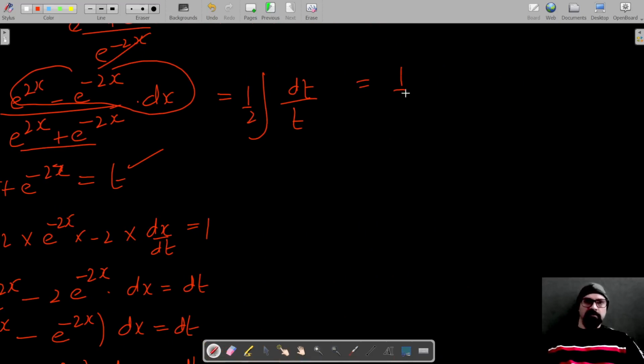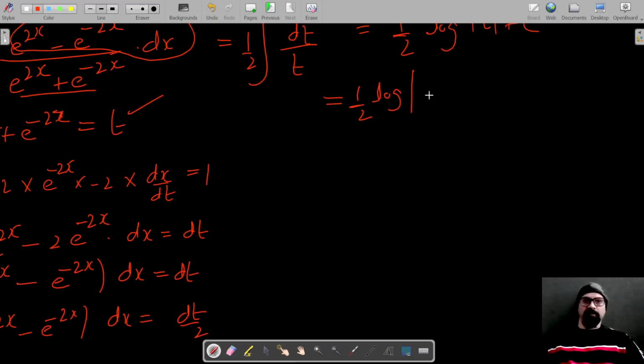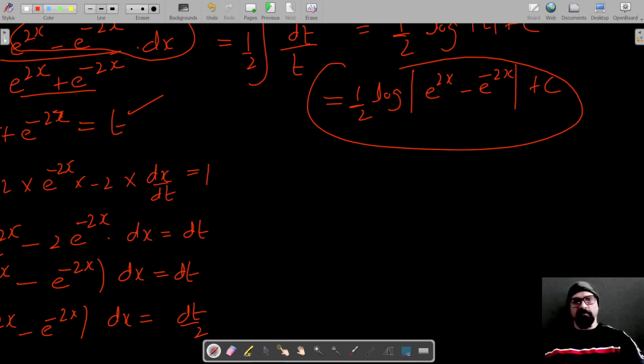We know that the integration of 1 by t is log of t plus c, and finally our integration for this is half log of e raised to the power 2x plus e raised to the power minus 2x plus c. So this is our integration. Let's move on to question number 25.